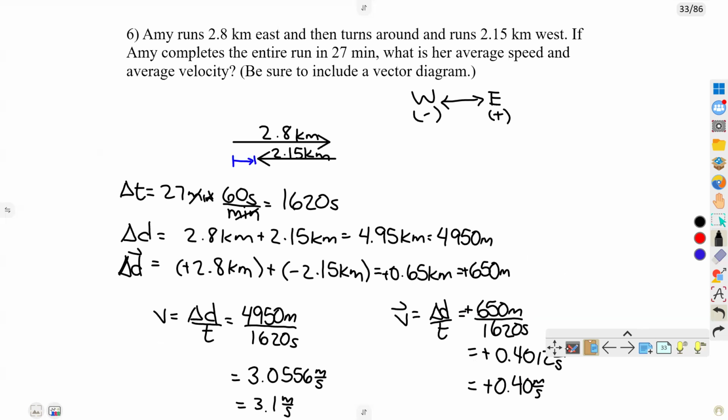And then in this one, again, we are seeing a person who is running a certain distance east and then a certain distance west. That's going to give us a small displacement. So again, our change in position and our change in distance are going to be different. And that's going to give us an average speed being different than our average velocity.